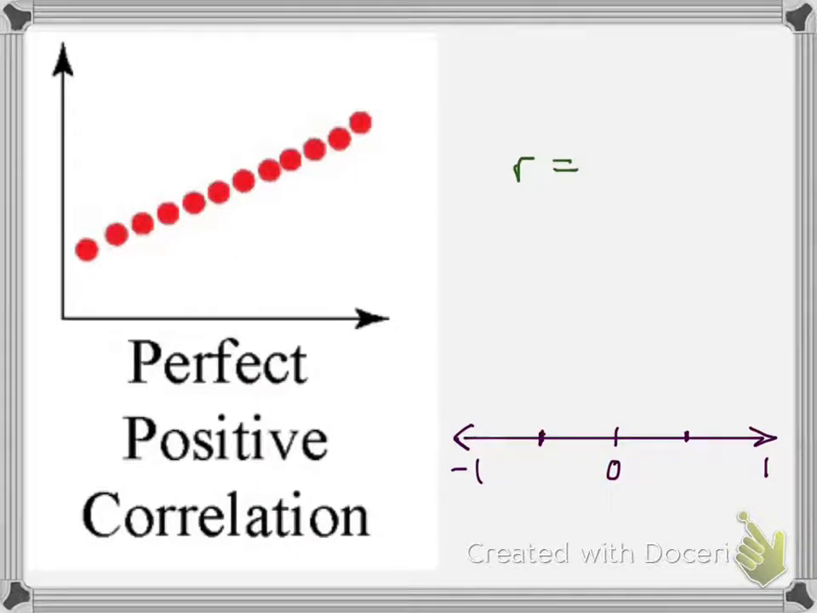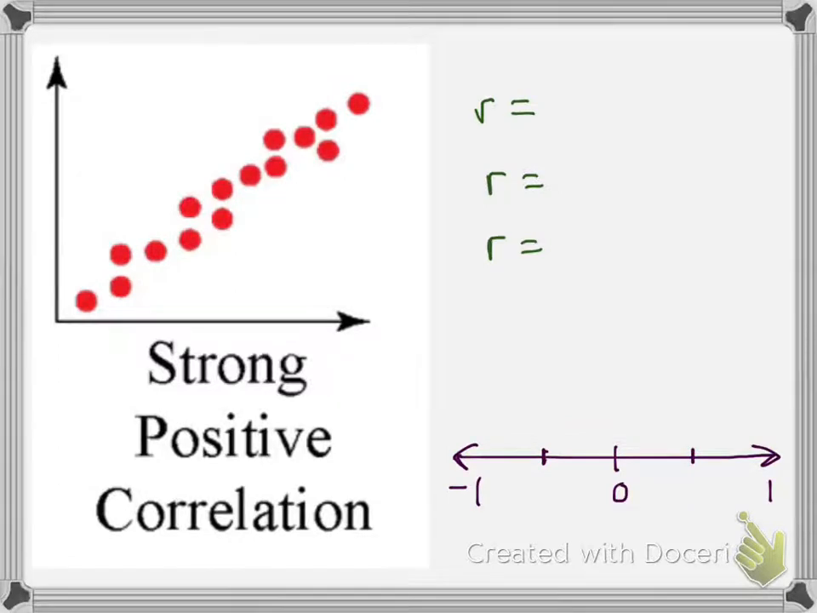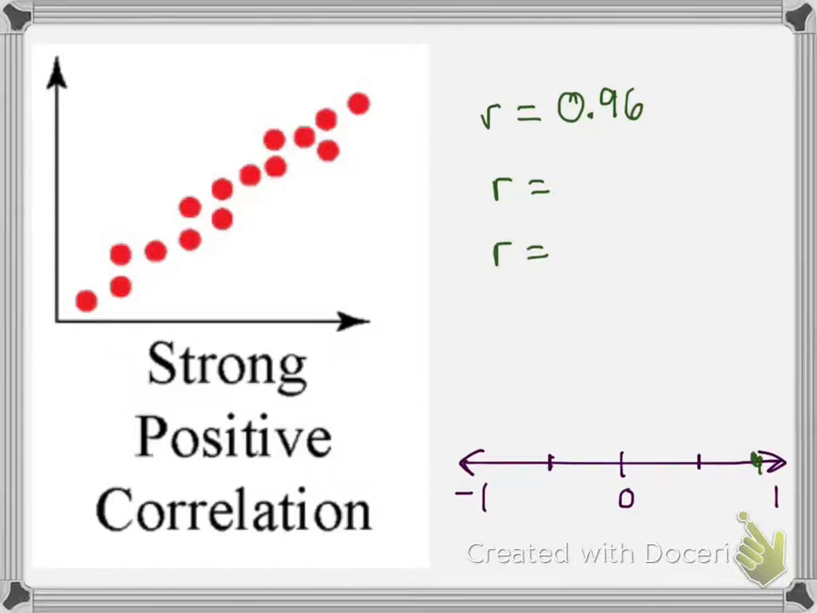Now, as you can see, it's a positive correlation when r equals 1. It's definitely a strong positive correlation, and r equaling 1 will obviously lie right there. That is a perfect positive correlation. That's very, very strong. Now, if you have something like r equals 0.96, you see that's a positive number, right? And 0.96 will fall close to right over here. So that will be considered a strong positive correlation.